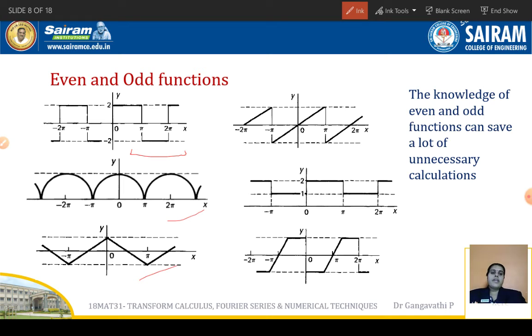So look at these curves and guess yourself which are supposed to be even functions and which are supposed to be odd functions. You yourself can guess and understand the knowledge of even and odd functions.